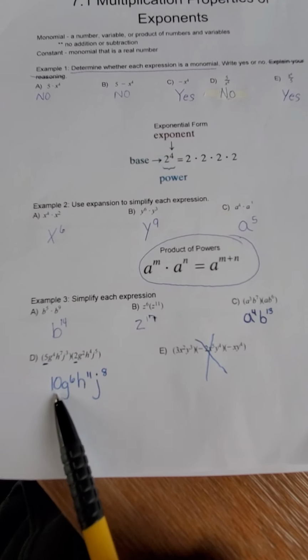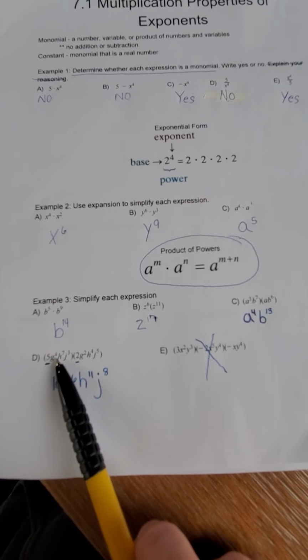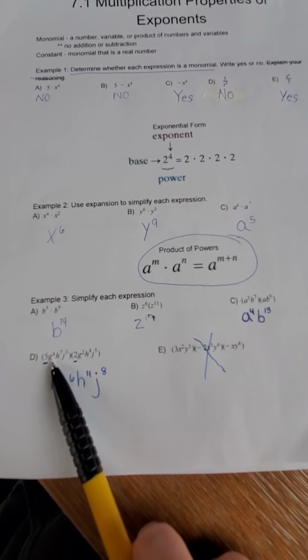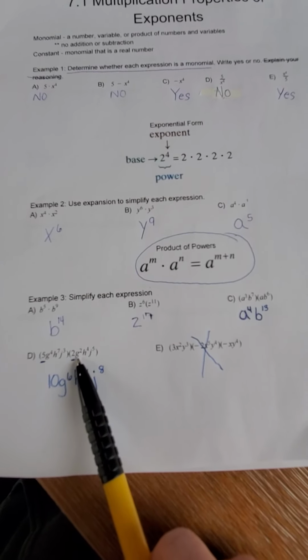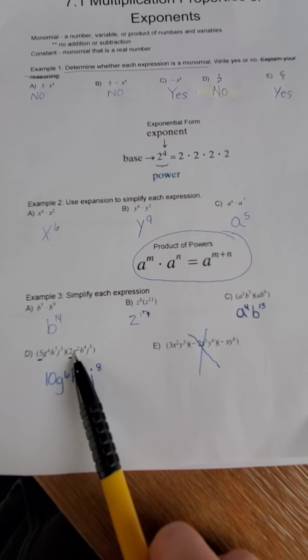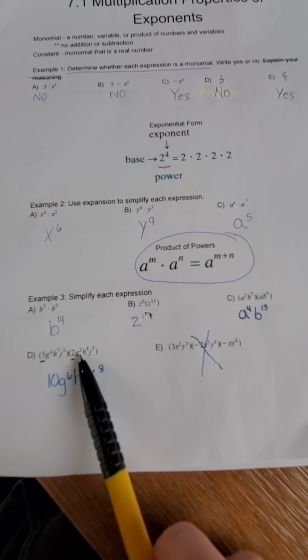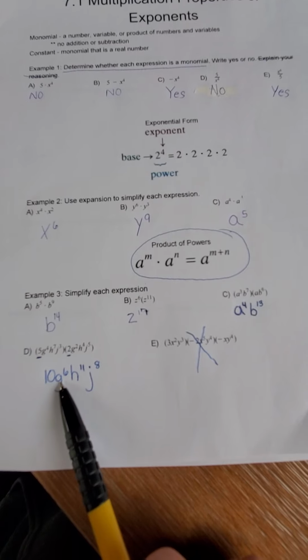5 times 2 is 10. Then I look at my different bases, g's. So I have g to the 4th, g to the 2nd power. So I will add them. 4 plus 2, g to the 6th.